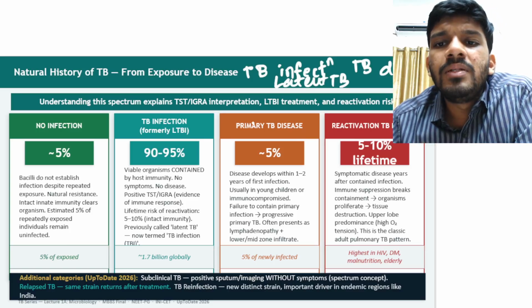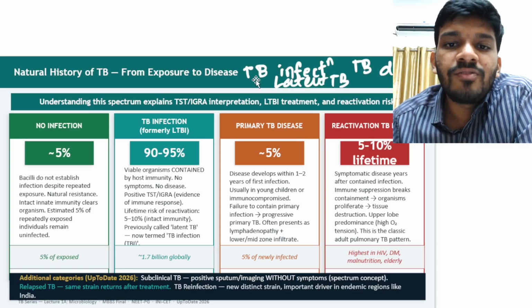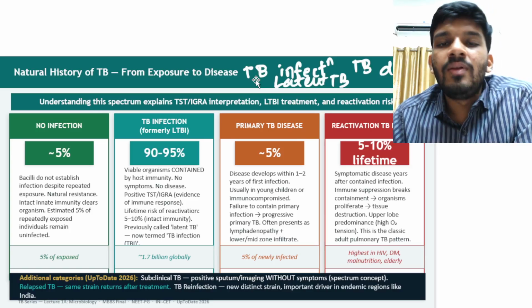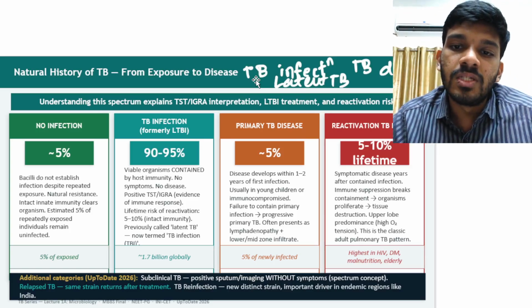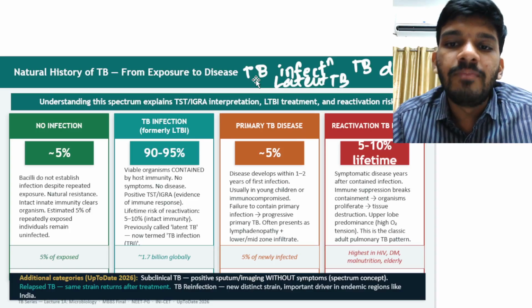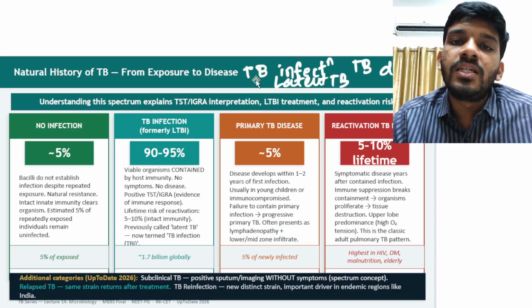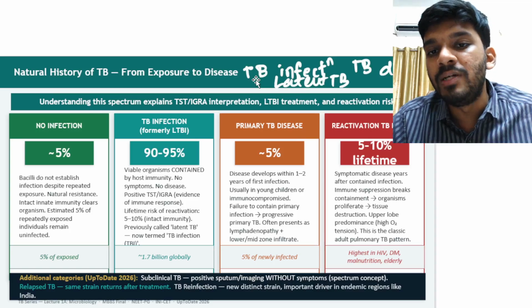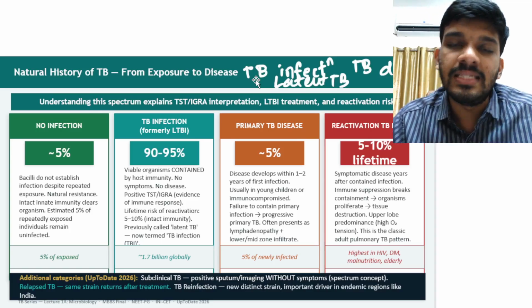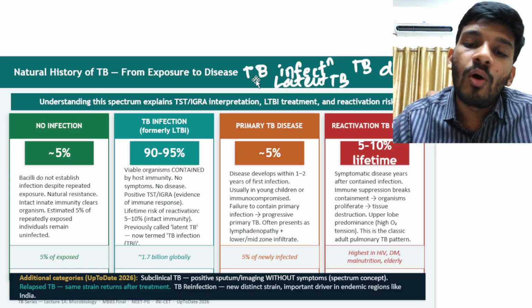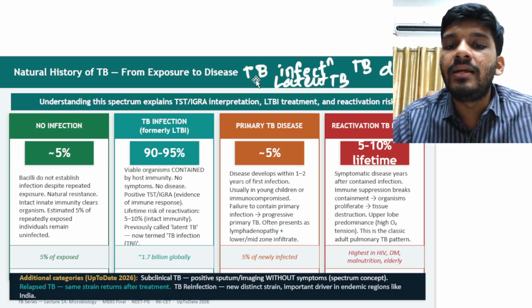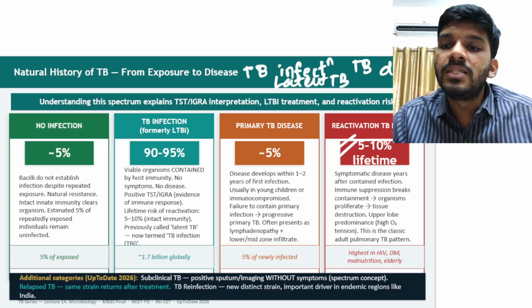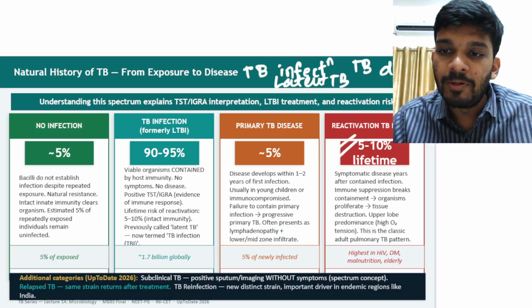So what happens when somebody is exposed to tuberculosis is that 5% of the people will not develop any infection. 90 to 95% of the people will get a TB infection, that is latent tuberculosis, but these organisms are contained by host immunity. You will get a positive tuberculin sensitivity test, the Mantoux test will be positive, and IGRA will be positive because an immune response has happened, but they will not get an active disease. But if they take steroids later in their life or become HIV positive later in their life, they will get reactivation, and there is a 5 to 10% reactivation risk in these people, right?